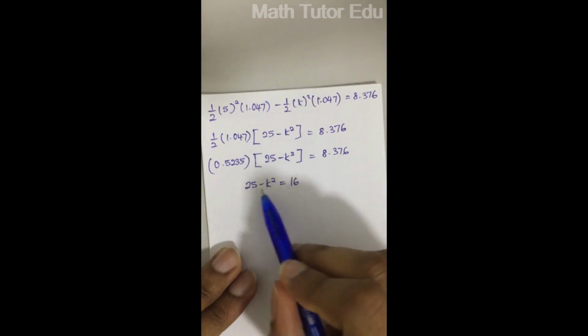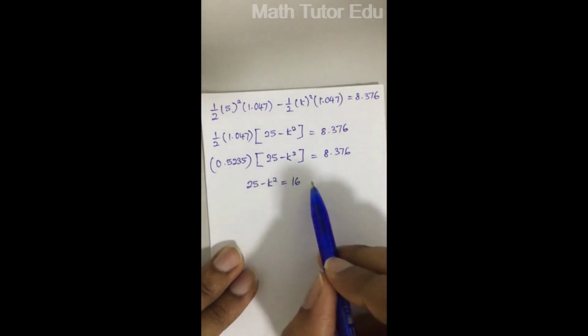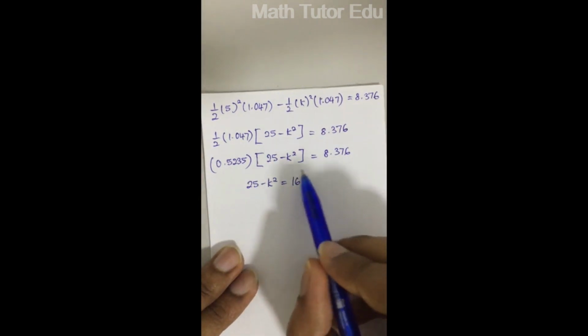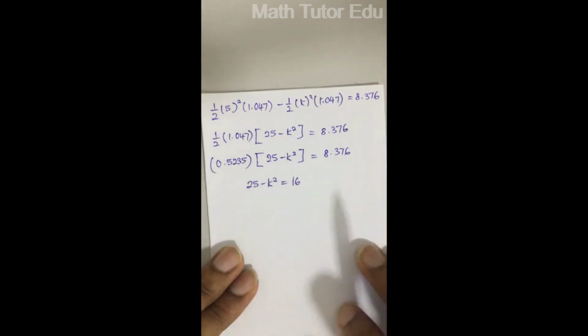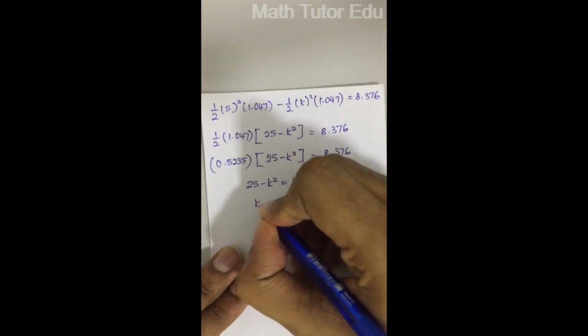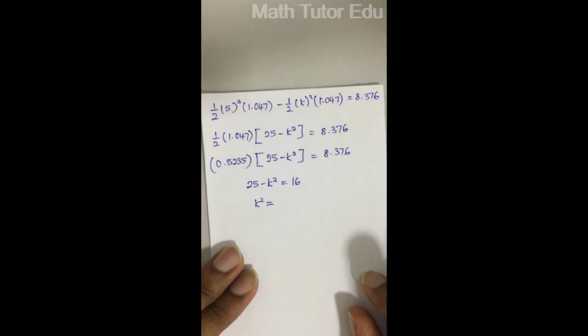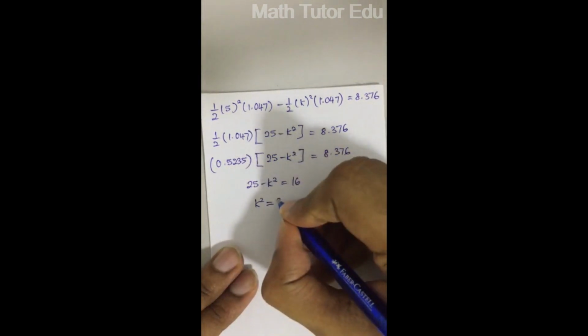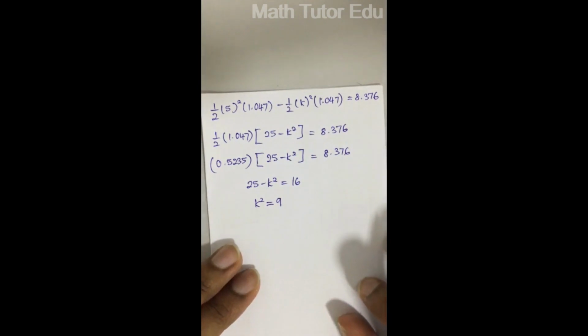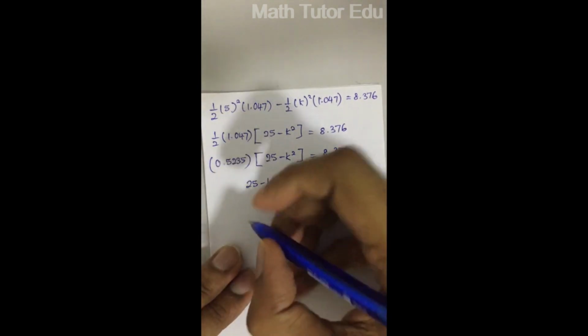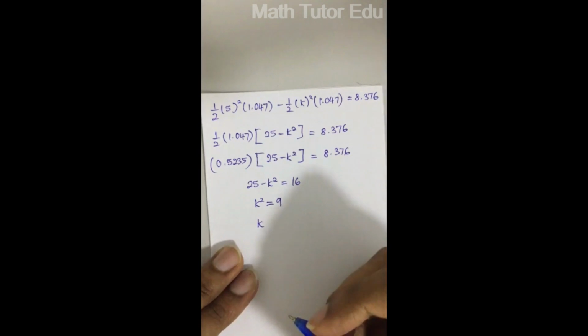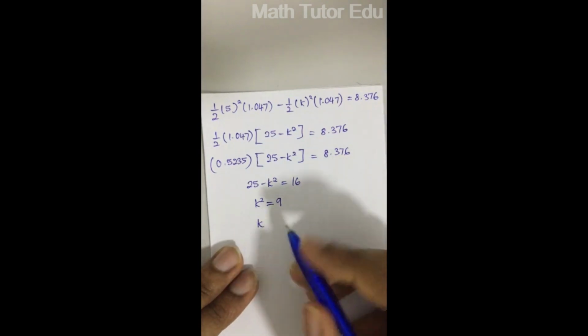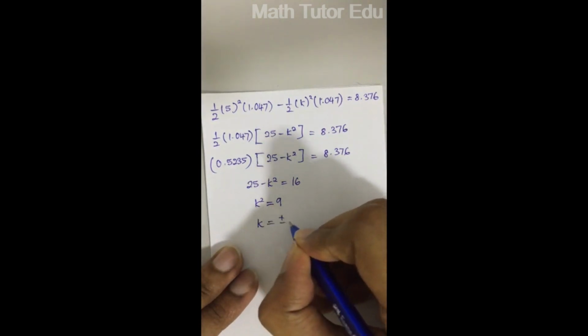Okay, the k square from the left hand side we're going to move it over to the right hand side, and the 16 from the right hand side we're going to move it over to the left hand side. So from here k square will be equals to 25 minus with 16, so from here you get your k square equals to 9. So k square equals to 9, so to get the k, you square root 9, and from there you get your k is equals to plus minus 3.